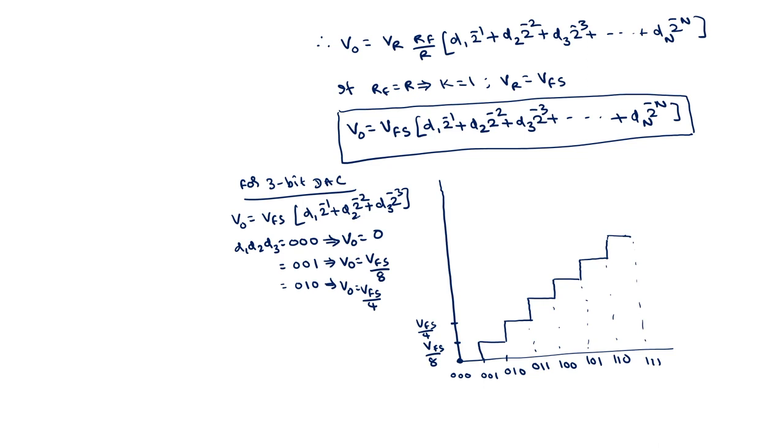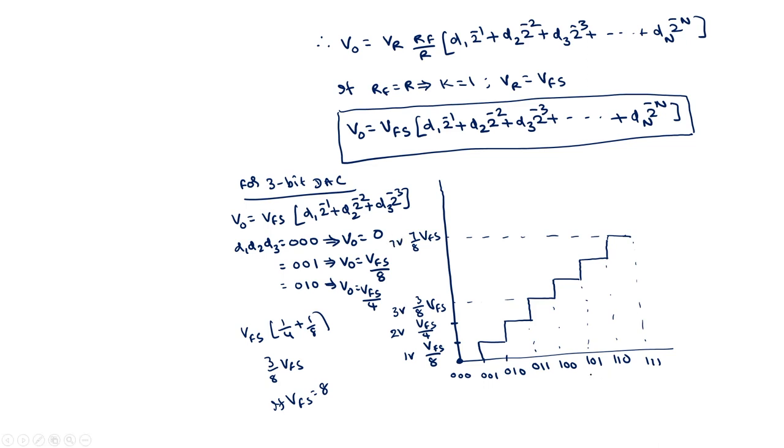For 011, this will be VFS into 1 by 4 plus 1 by 8, 3 by 8 VFS. Like that for the last one, 7 by 8 VFS. If VFS is 8, corresponding to 0, 0, 1 this will be 1 volt, this will be 2 volts, 8 by 4 is 2, and 3 by 8 into 8 is 3 volts, and the last one becomes 7 volts. You can convert the digital into analog.